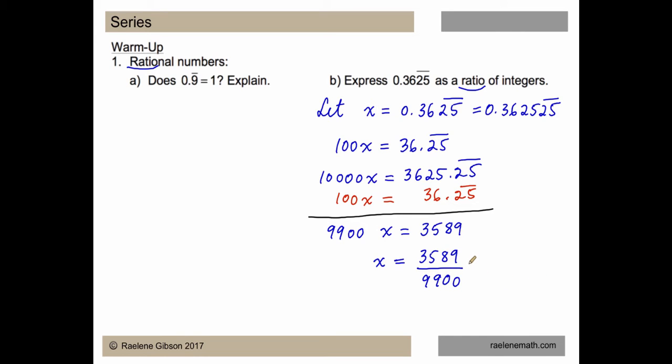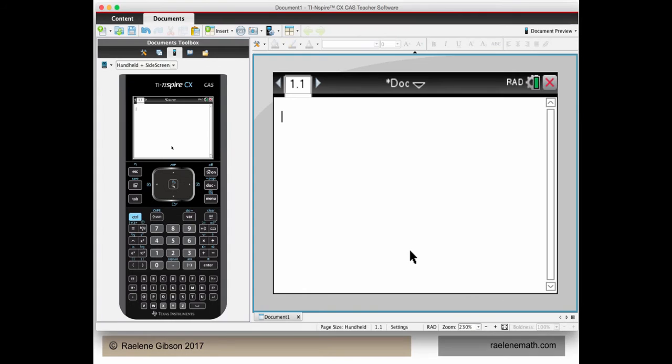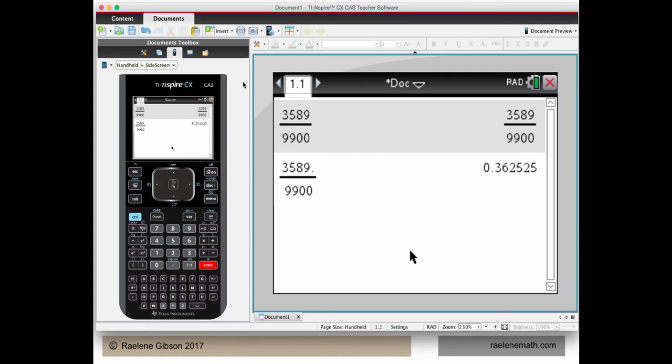And so if we were to approximate that in a computer program or a calculator, we can see that 3,589 divided by 9,900 doesn't reduce, and so if we approximate it as a decimal, we get 0.362525, which is just calculator speak for the repeating decimal.